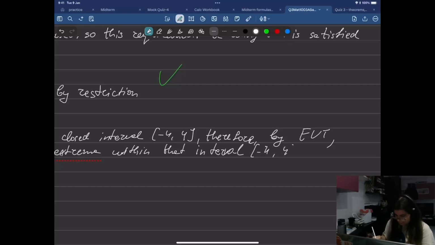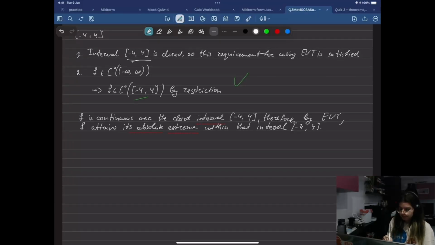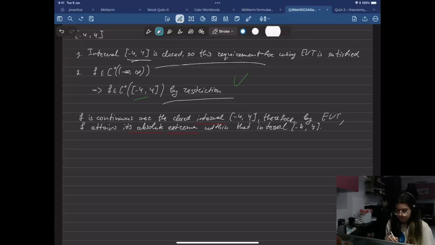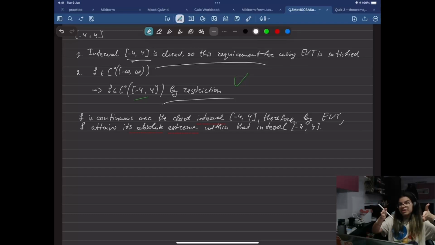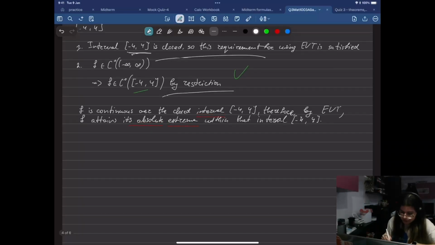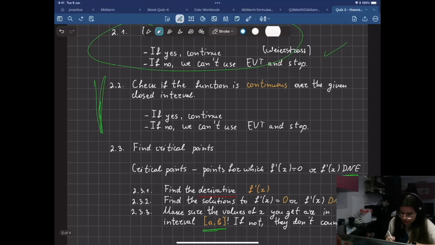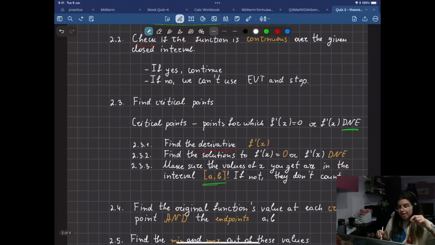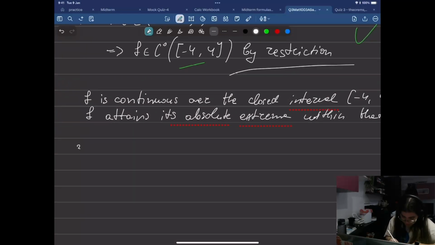of -4 to 4. Okay, so you're basically confirming that because these two are satisfied, because f is continuous over that interval -4 to 4, it follows that it must have an absolute maximum and an absolute minimum within that interval. Okay, all right. Moving on, what's the next step? Next step is finding critical points. But before we actually start looking for the specific points, we need to find the derivative, okay? So point number 3 is derivative, or critical points. I'll just write it down as critical points, but the derivative is a prerequisite for finding critical points.